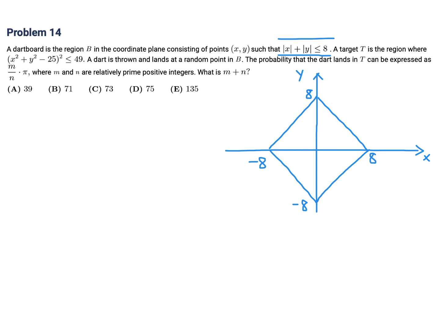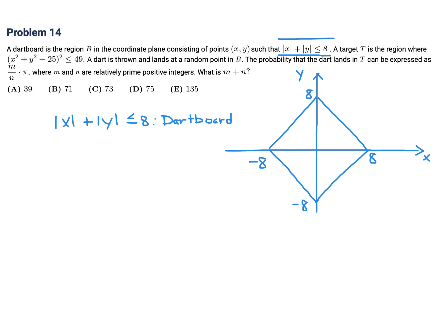That's the dartboard. So that is the region. Well, let's just put it over here. I've got to explain this. So this is the dartboard.